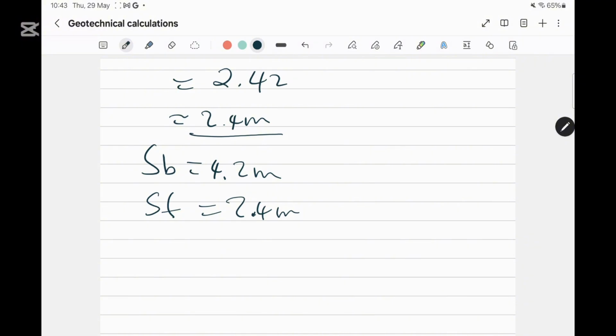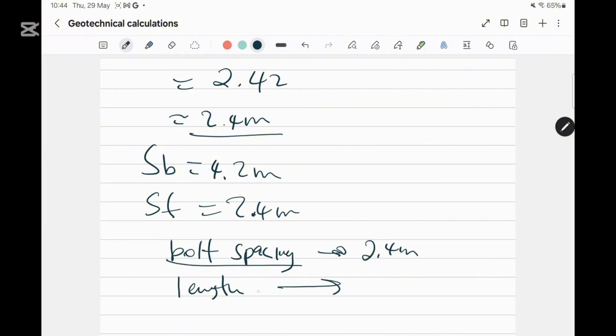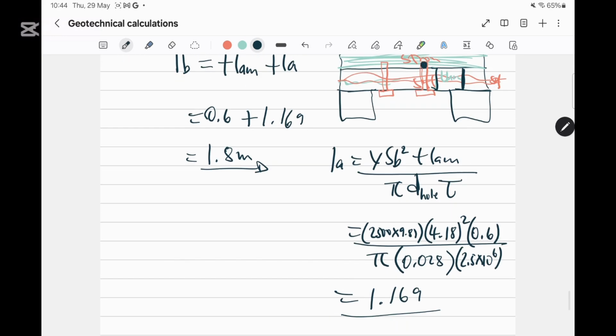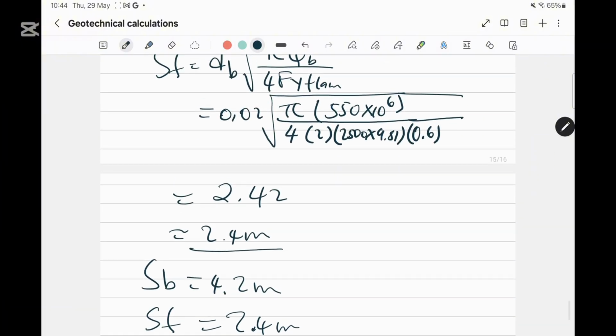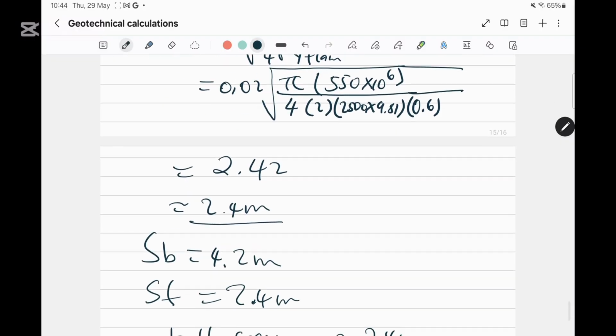So we're going to take the SF. You take the smallest number here when I recommend to you. So for your final answer, when recommending to the manager or the company, you tell them that they should take a bolt spacing of 2.4. The smallest number between SF and SB, that's what you take. Then your length, you take what you got. The length of the bolt, we found, was 1.8 meters. Then you are done. Then you get your 30 marks or your 25 marks. Yeah, we are done.